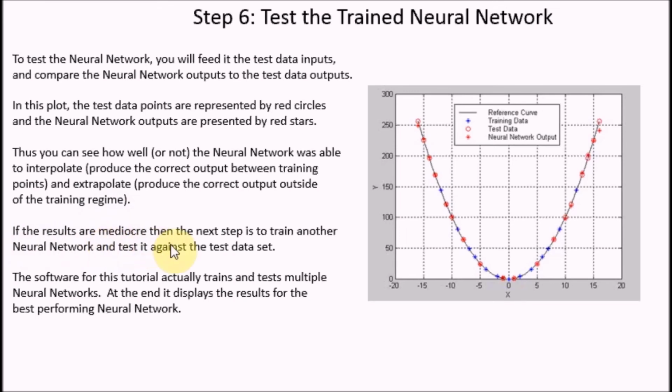If the results are mediocre, then the next step is to train another neural network and test it against the test data set. In reality, the software for this tutorial actually trains and tests multiple neural networks. At the end, it displays the results for the best performing neural network. And that's typically how I do all applications. I run multiple neural networks and look for the best performing one. And again, using the Levenberg-Marquardt optimization algorithm, generating neural networks is nothing. It usually takes a few seconds, but it doesn't take long to actually produce them.